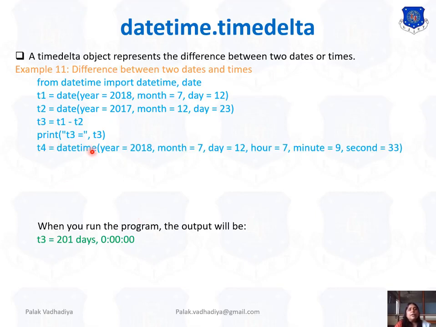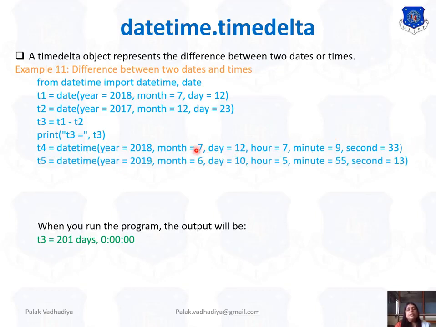Now here, if I want to calculate the difference between date and time, first I specify the date and then I specify the time. Similarly for T5, I also specify the date and then I specify the time, in the sense of hours, minute and second. And when I take the difference, that is T4 and T5, I print the result, that is T6. Then see, T4 is 2018 and T5 is 2019. So whatever difference you get should be negative, because T5 is higher than T4.